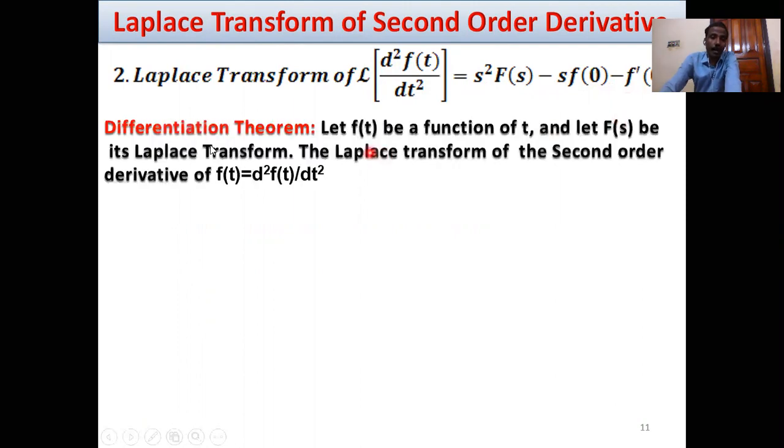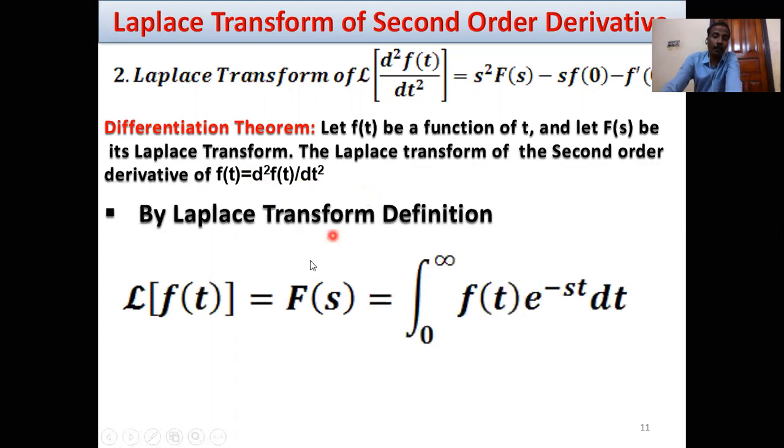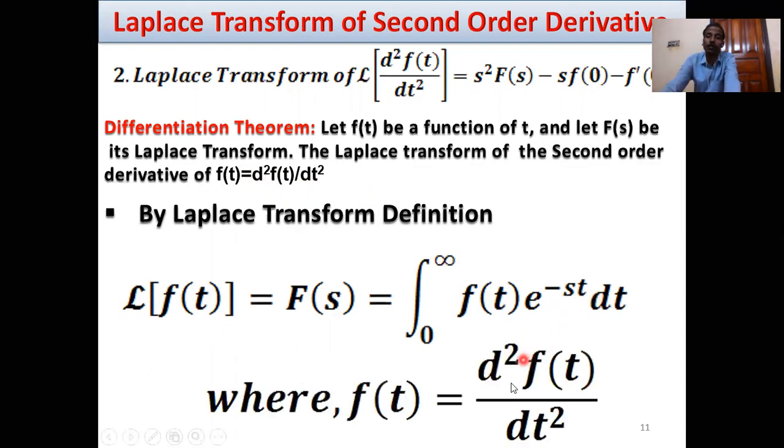Prove that. What is the differentiation theorem? Let f of t be a function of t, and let F of s be its Laplace transform. The Laplace transform of the second order derivative of f of t, that is d2f by dt2, by Laplace transform definition. What is the definition? Laplace transform of f of t equals to F of s equals to integral 0 to infinity f of t e to the power minus st dt. This is the definition, where f of t equals to the second order derivative d2f by dt2.